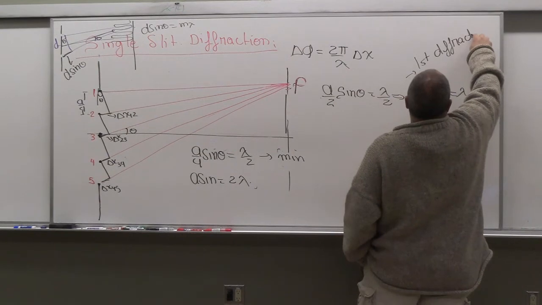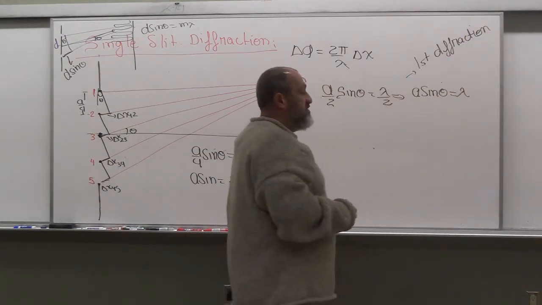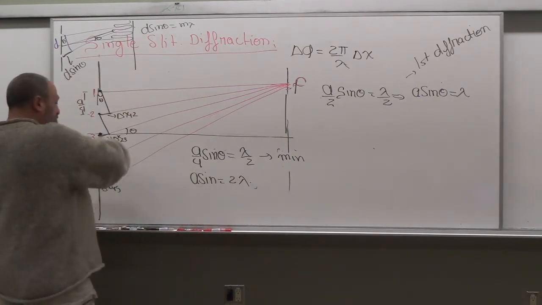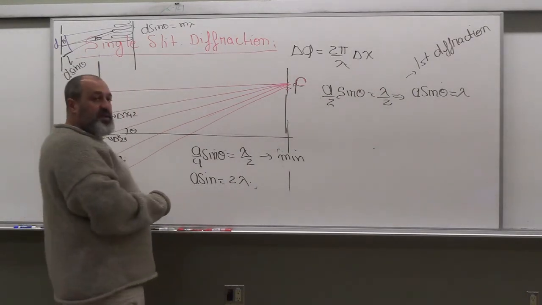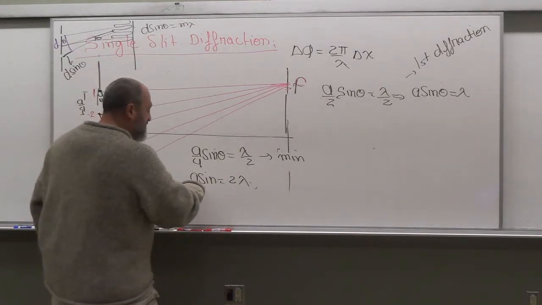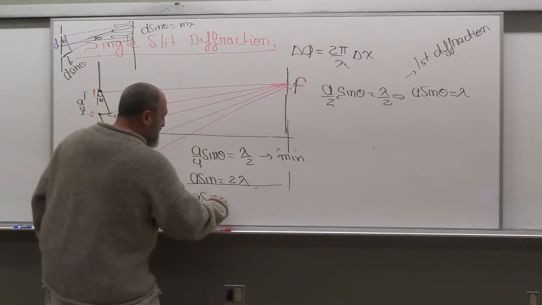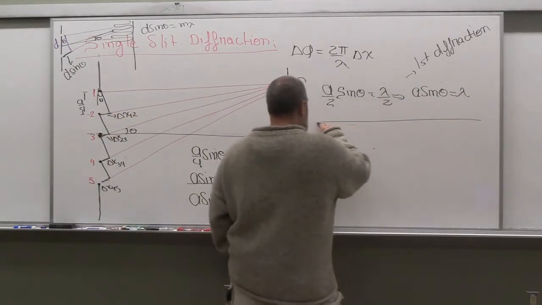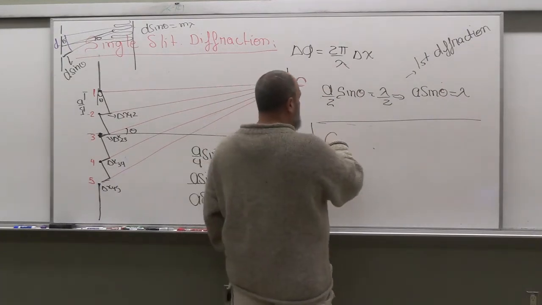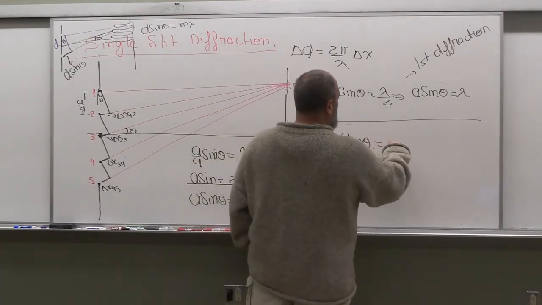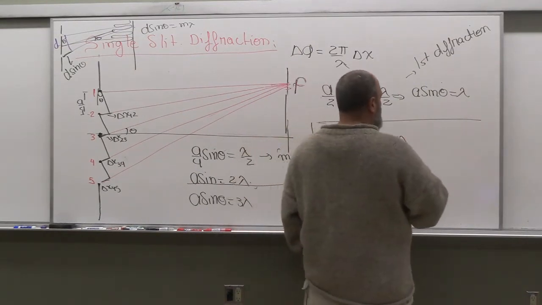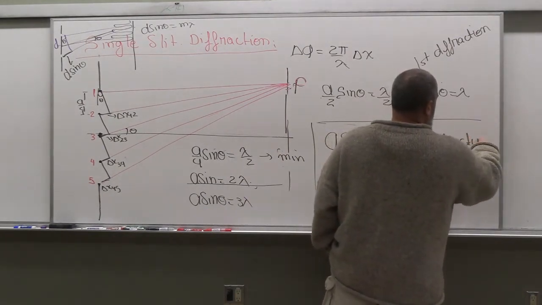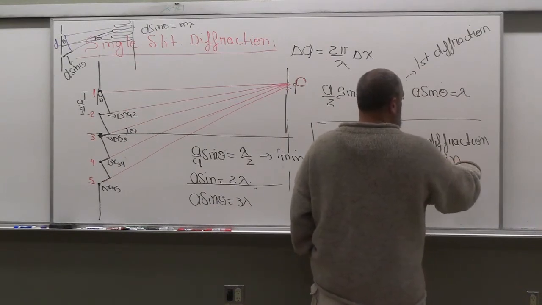We're looking at minima, first order. This is the first diffraction minimum from the first breakup. From the second breakup, we end up with a sine theta equal to 2 lambda, and so on and so forth. As we continue to break up the slit, the next breakup is going to give us a sine theta equal to 3 lambda. So in general, we can continue with the breakup and come up with the general formula that a sine theta equal to n lambda will give me the diffraction minima. This is single slit diffraction minima.